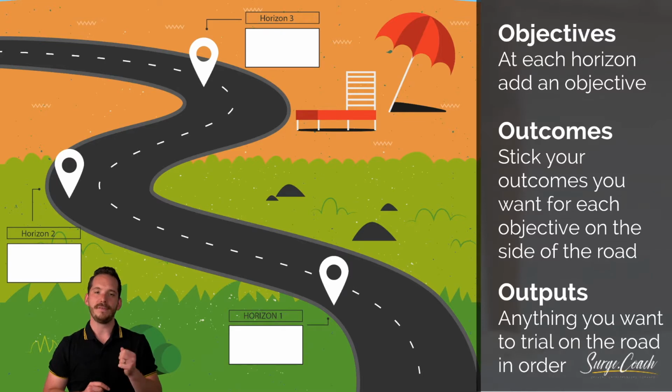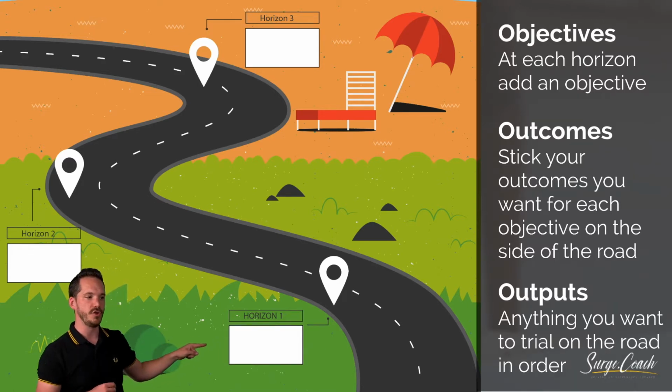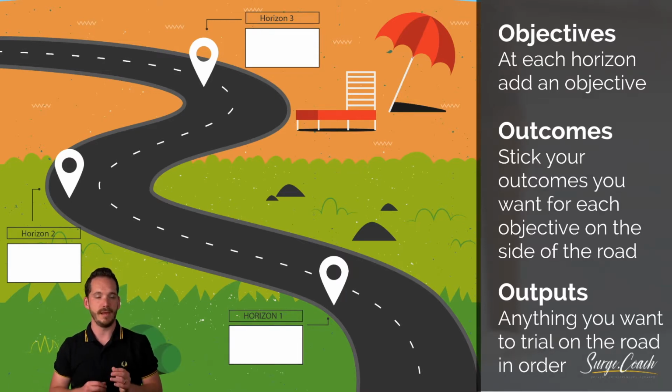Outputs. These are things you want to trial. Now you could use a story mapping session. You could use a brainstorming session. You could use PI planning. As long as you have the right stakeholders in the room and your champions and you're scaling your champions up efficiently, you can put all the outputs that you want to trial all the way along the road. And that becomes your roadmap of change.